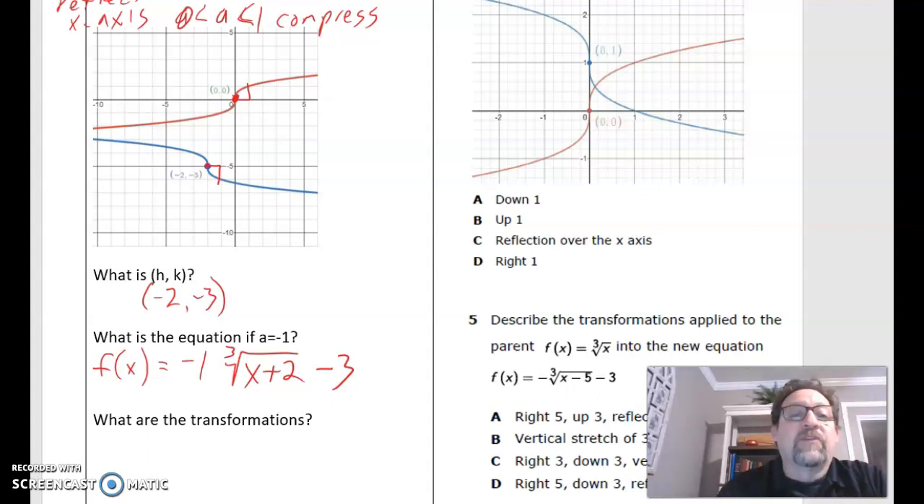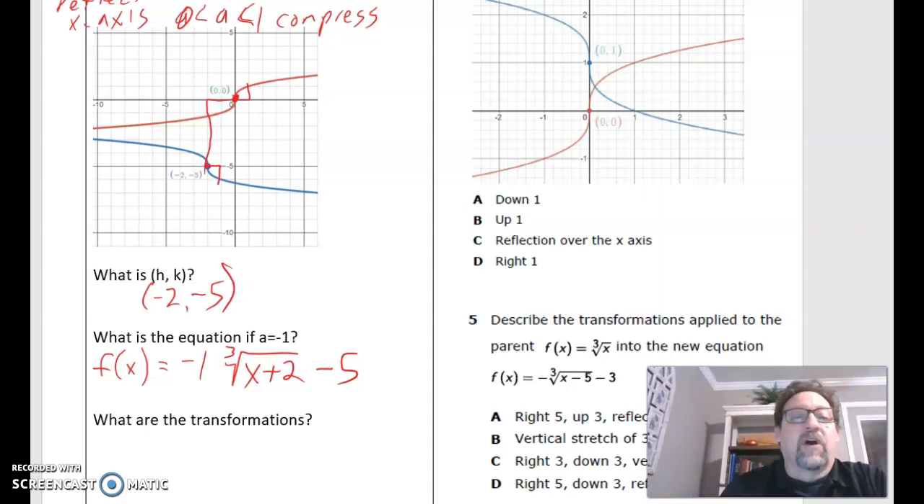So my transformations, left 2 down. Oh, I'm so sorry. That's a 5. Which makes that a 5. Sorry. I hope you noticed that. Just couldn't read it. It was small.